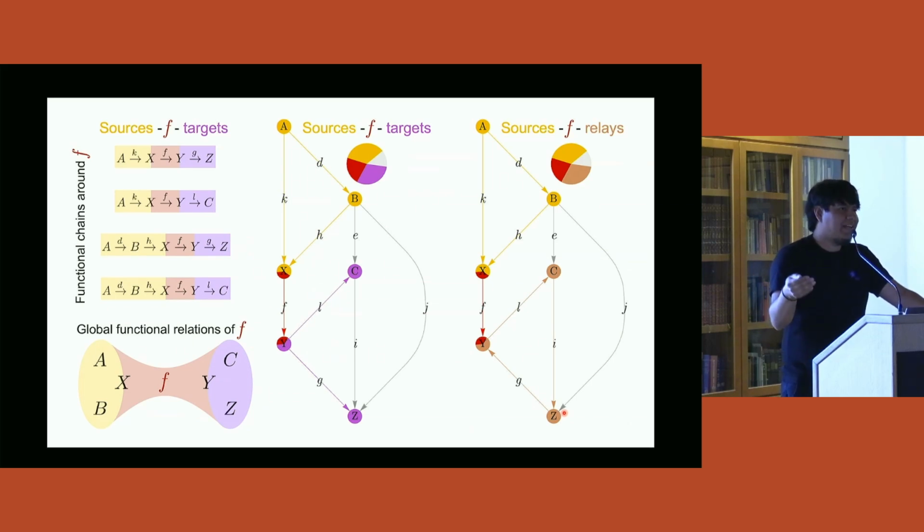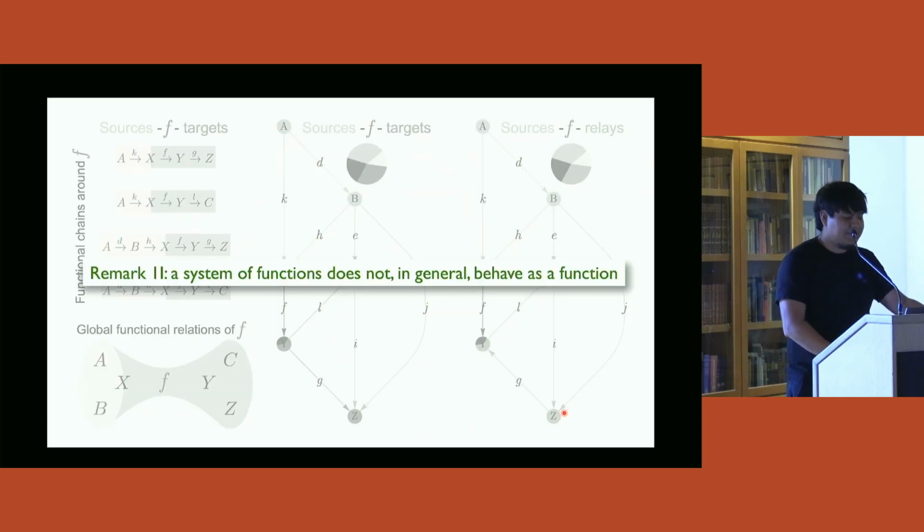And if you keep playing this game, this is a very simple system, just 6 nodes and almost arbitrary arrows drawn. But it already behaves very differently from what the individual building blocks were. So the second remark I wanted to make today is that a system of functions does not, in general, behave as a function. Now, why is this detour into mathy stuff relevant to biology and to the real world?